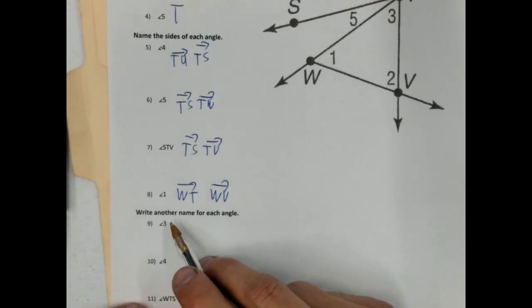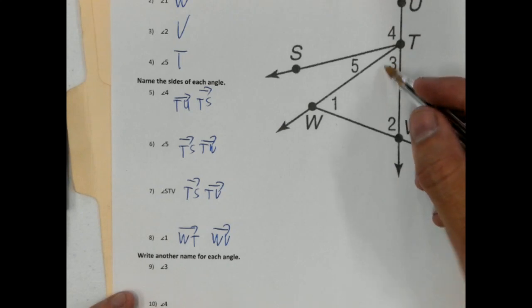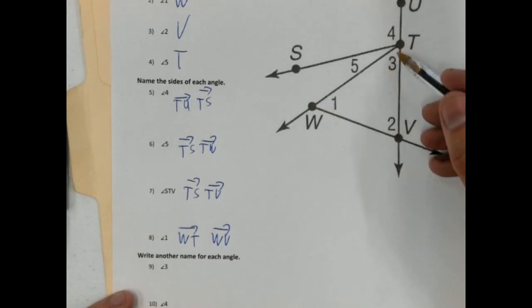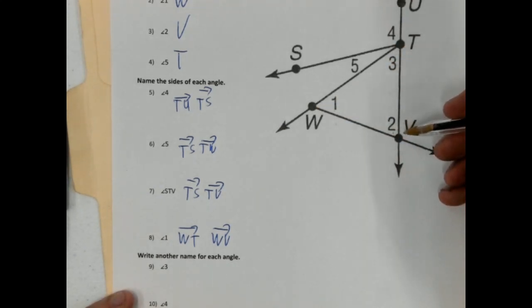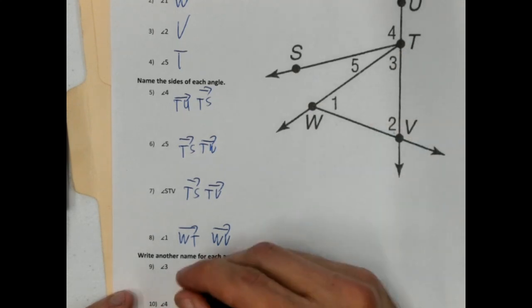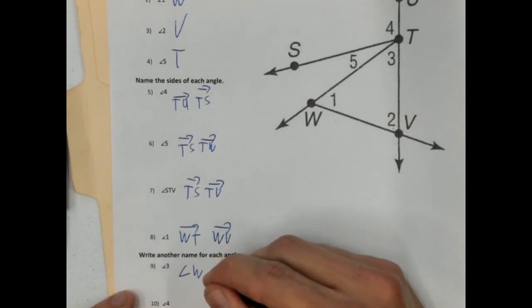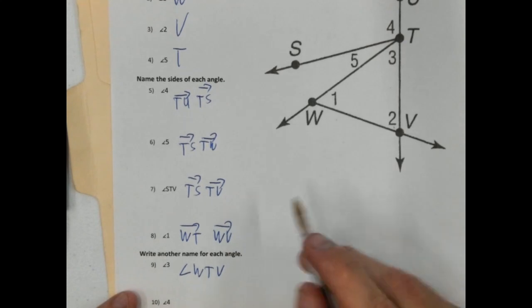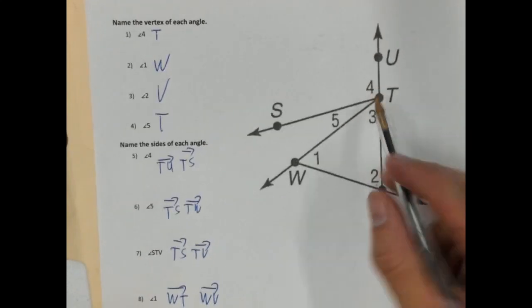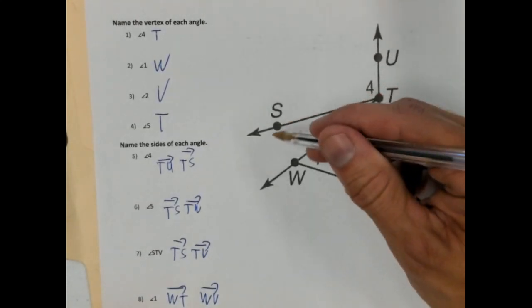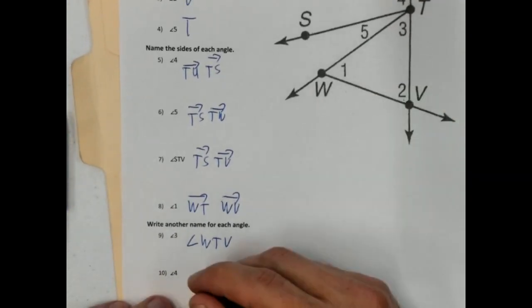So another name for angle 3. So angle 3 is right here. So let's use the 3 points from W to T to V. We could also call it angle VTW. It doesn't really matter. Angle WTV. Angle 4. All right, we could use these 3 points, UTS or STU. So UTS is what we're going to use.